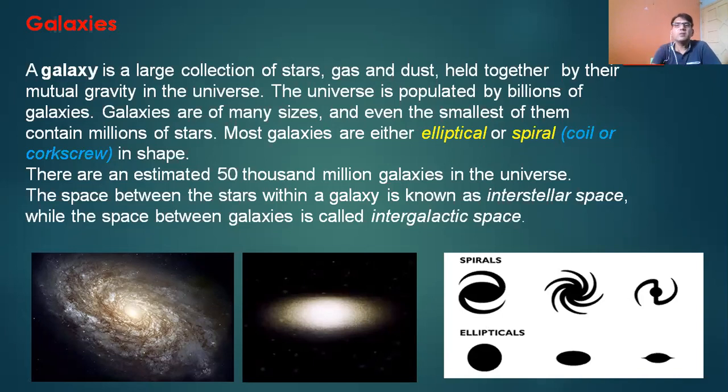They have been moving, something like this. Look, these are the wings. So it is like a coil, and the other one is the elliptical. There are an estimated 50,000 million galaxies in the universe. That is the estimation.